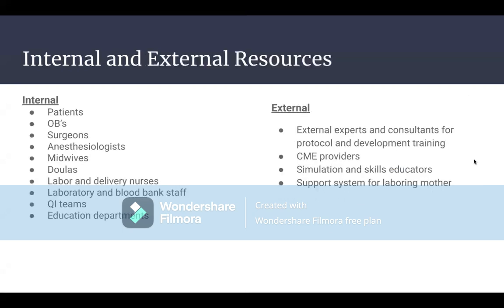For our internal and external resources, we have patients, OBs, surgeons, anesthesiologists, midwives, doulas, L&D nurses, blood bank staff and lab, QI teams, and education departments. We look at external experts and consultants for protocol and development training, CME providers, simulation and skills educators, and support system for the laboring mother.